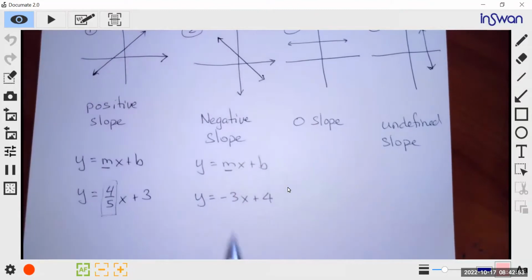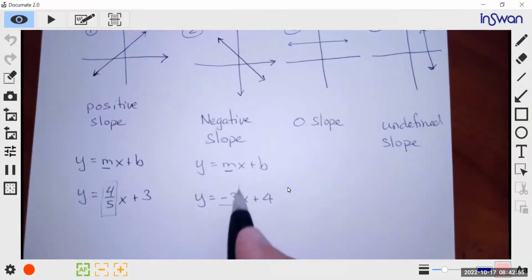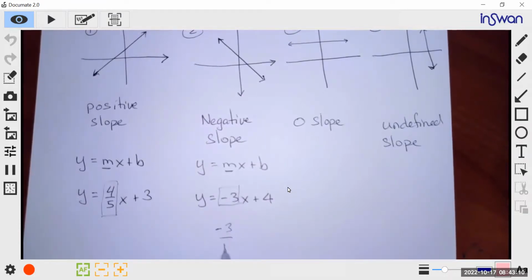And a negative slope, if the coefficient of x is negative, it'll look like that. Remember, slopes are always fractions. This one is go down 3 and over 1. Go down 3 over 1.